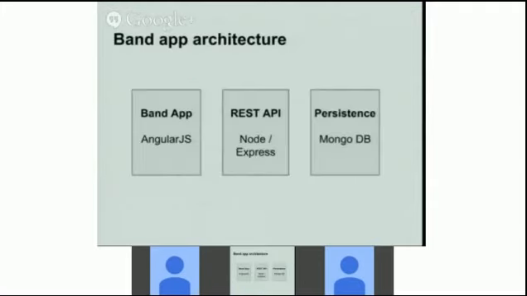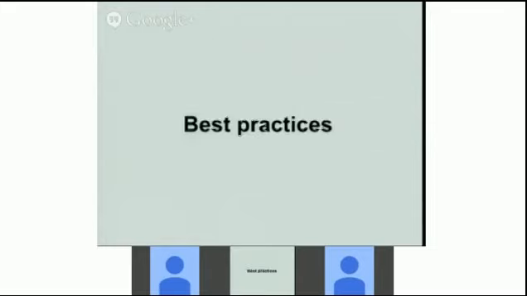Okay, so I'm gonna show you how to write a very simple test for the band application. And the architecture of the application is really, really basic. So we have an Angular application. We have a REST API, which is written in Express. And for the persistence, I'm using MongoDB. So we have 3 layers. Everything is running locally.